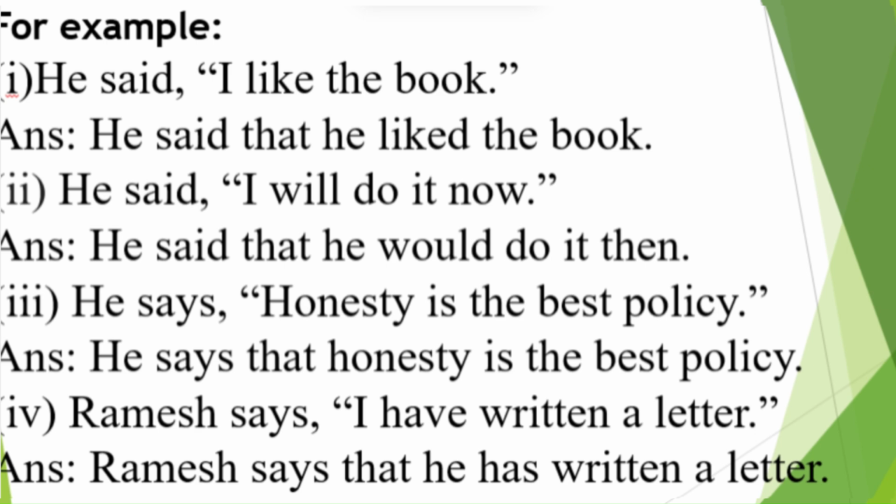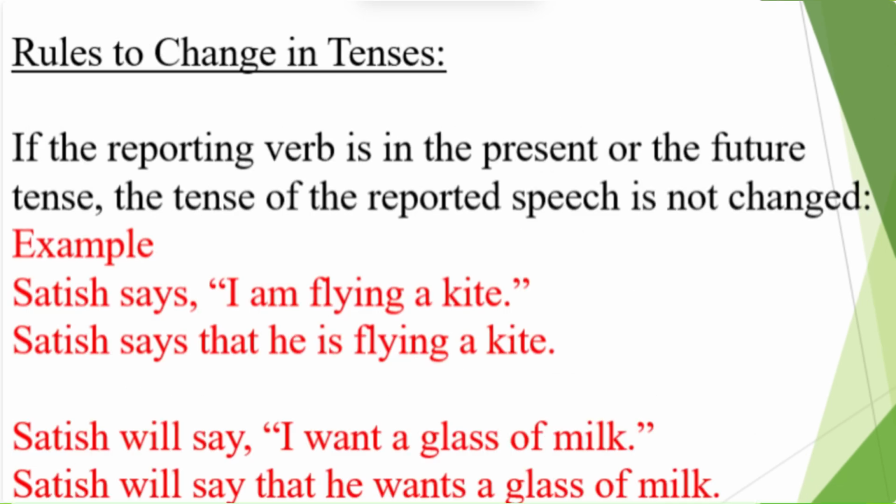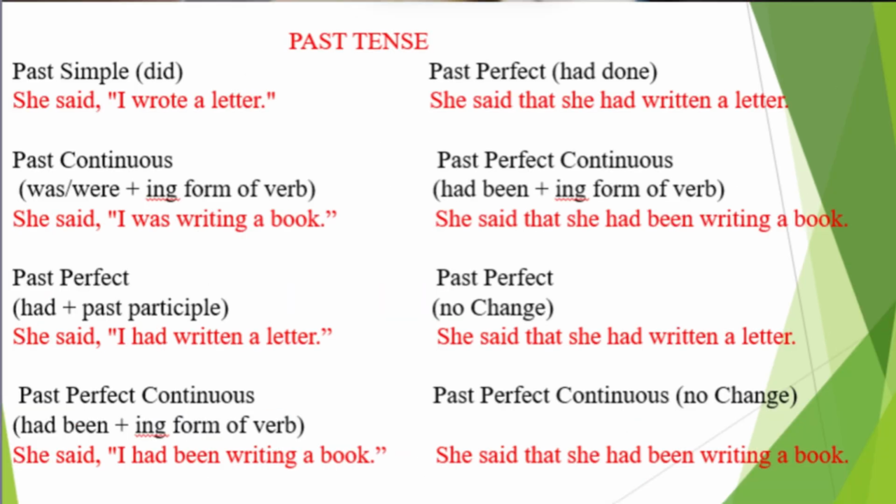When it comes to tenses, if the reporting verb is in the present or future tense, the tense of the reported speech doesn't change. For example, Satish says, "I'm flying a kite," remains Satish says that he is flying a kite. However, if the reporting verb is in the past tense, the tense of the reported speech does change. For example, she said, "I wrote a letter," becomes she said that she had written a letter.